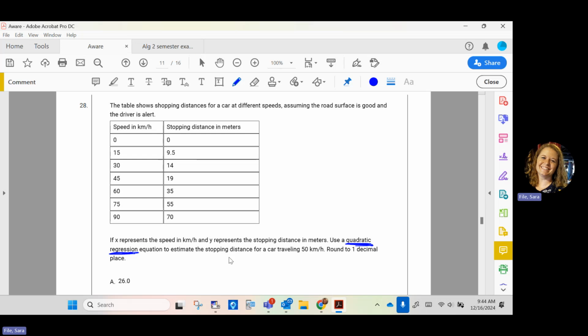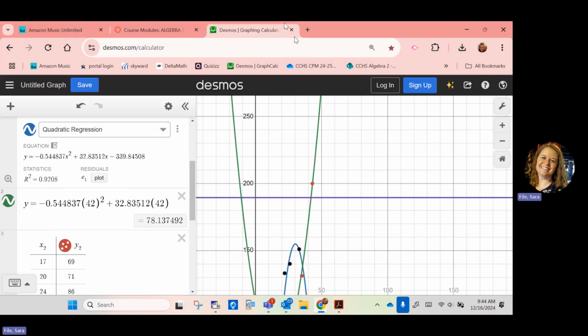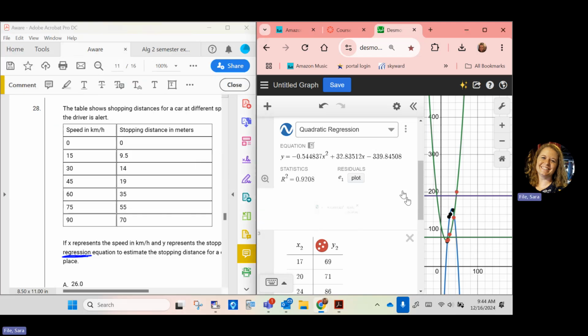Okay, and we're going to use it to estimate the stopping distance for a car traveling at 50 kilometers per hour. So that's the speed. So once we get our regression model, we're going to plug in 50 for X. And then we're going to round to 1 decimal place. Okay, so let's go ahead. Pull Desmos back up here. Split screen that to enter this table.